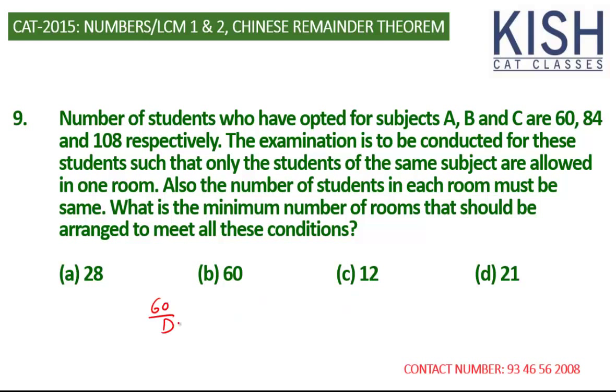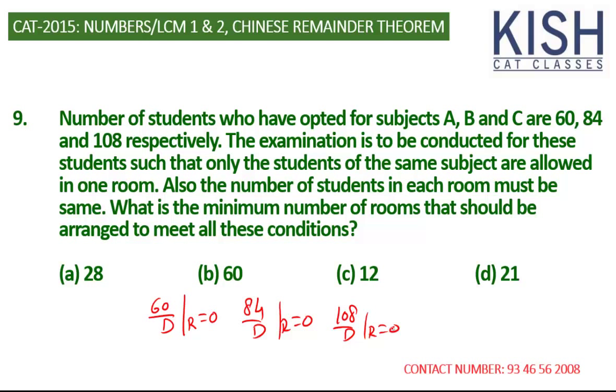60 by D, the remainder must be equal to 0, as well as 84 by D, the remainder must be equal to 0, and then 108 by D, the remainder must be equal to 0. What is this D? Is it the number of rooms or is it the number of persons per room? That is going to be the number of persons per room. See, it's not that we need to find the same number of rooms for section A, section B and section C. No, the same number of persons in every room. So that's going to be D.